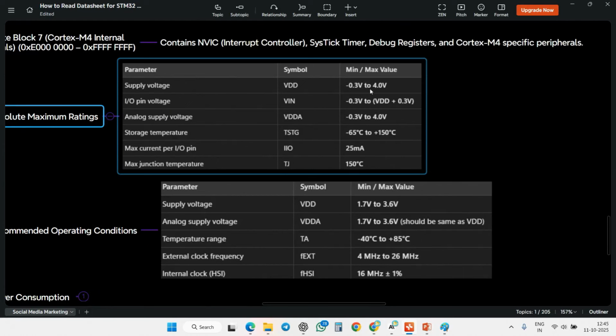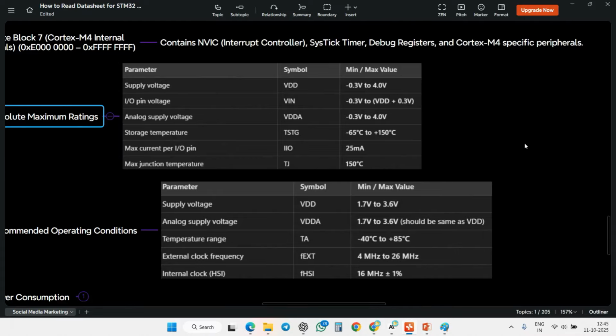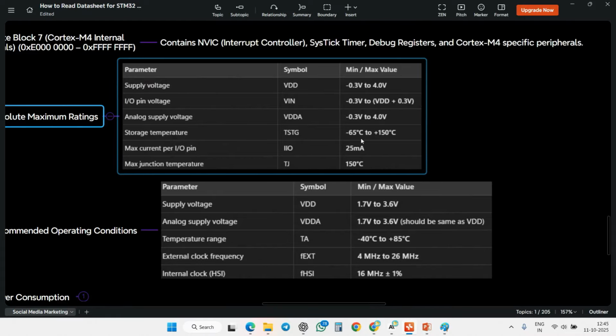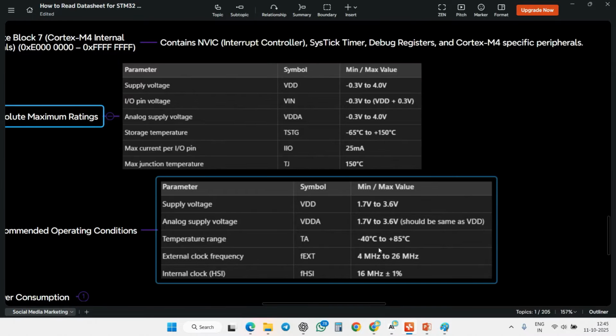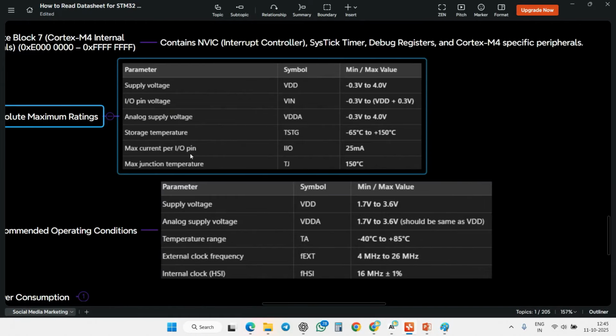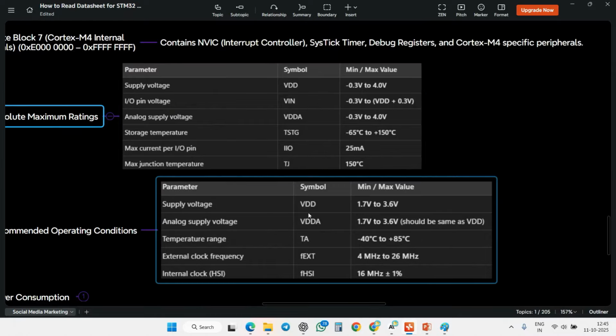What are the input and output pins? There is a maximum range for it. And the storage temperature is this. It is the absolute maximum, but you should give minus 40 to 85 degrees. And the maximum current for each and every input output pin is 25 milliamps. That is the maximum. The absolute range differs, and so does the temperature range. And this is the exact value.